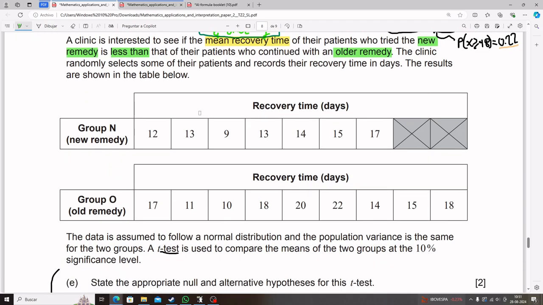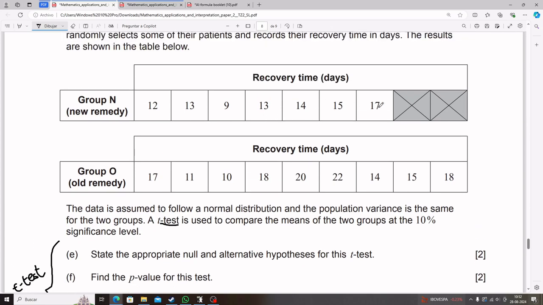So right here, you have the first list, or the first table, which is for new remedy, right? So group N was for new remedy, and they recorded 1, 2, 3, 4, 5, 6, 7 people, right? So the first person took 12 days, the second person took 13, etc. And then for the old group, they had more people. They actually had 9 people that they tested. The first person took 17 days, the second one 11, etc.